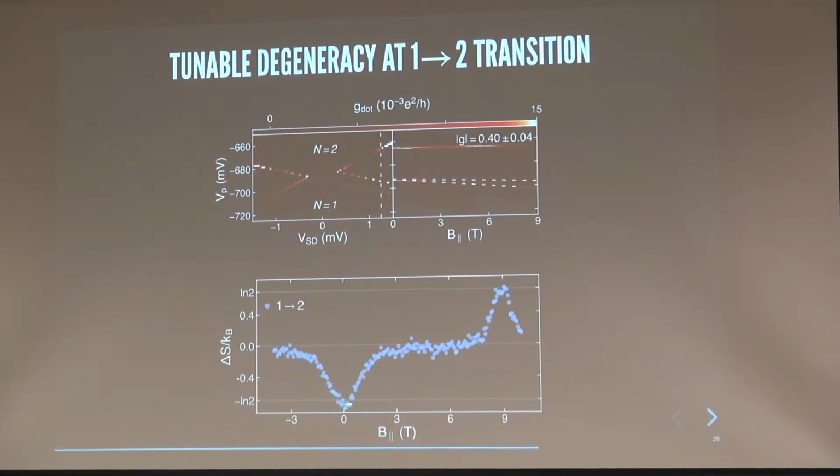We start at 0 field with minus log 2. That's the entropy change between 1 electron, which has entropy, and 2 electrons, which has no entropy. So we drop in entropy, and that's why we have negative. And then we go back. Here we have a singlet-triplet crossing, and again, the entropy increases then.